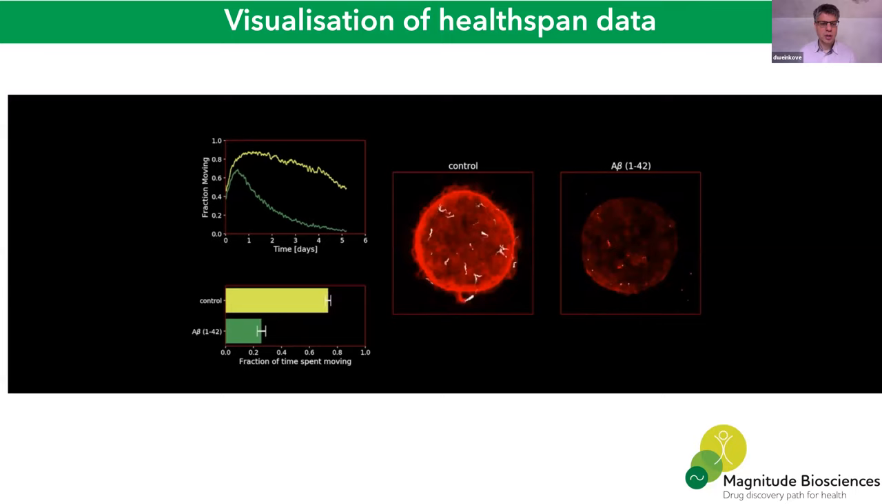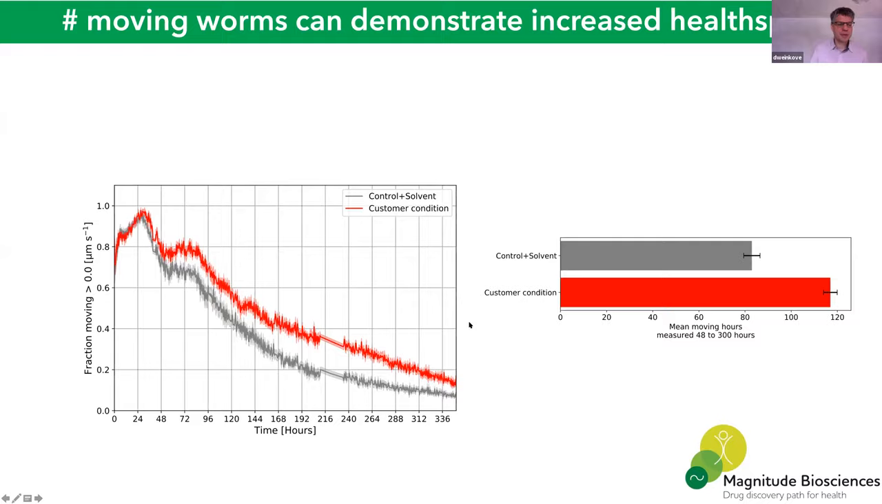Here is some data that we did for a particular customer, where we have 770 animals per condition, and we're looking at how they slow down with age. We see that there's a very clear decline with age, but the drug that we're using here increases the amount of mobility and movement in a very clear, statistically significant way.